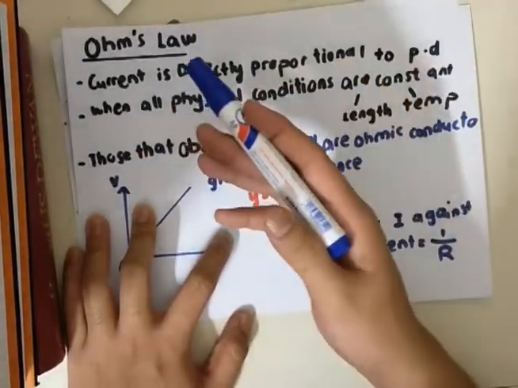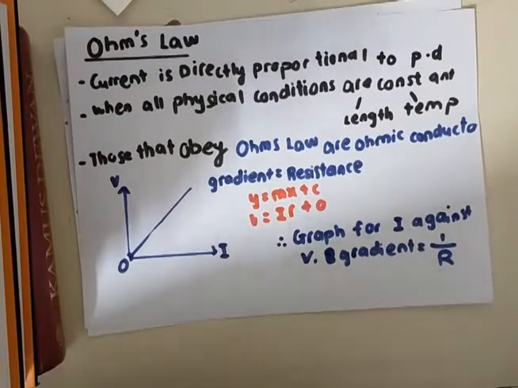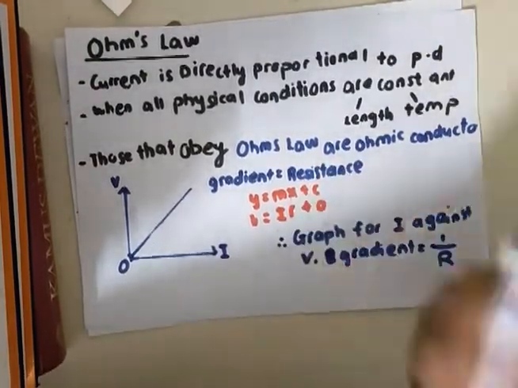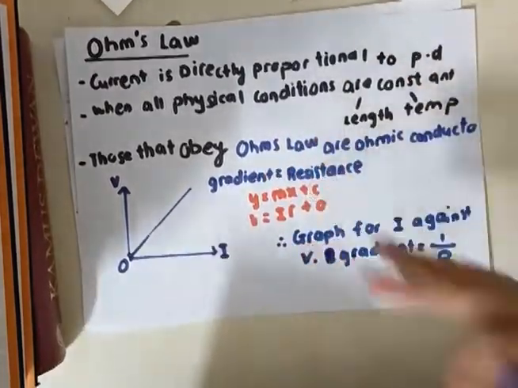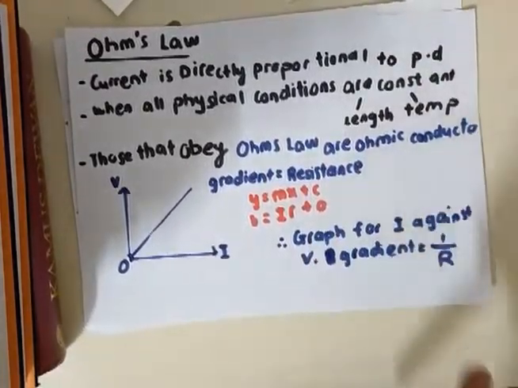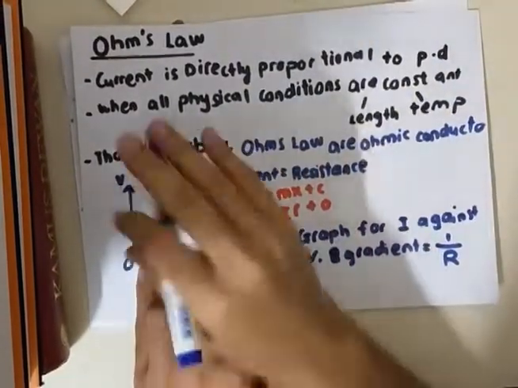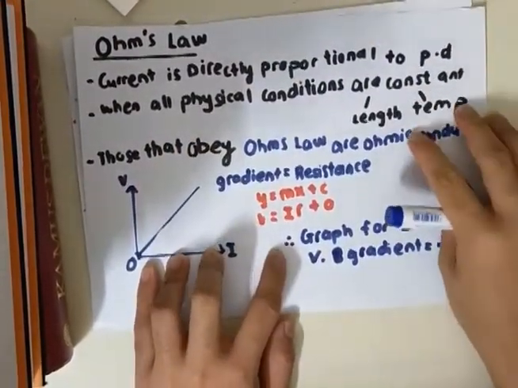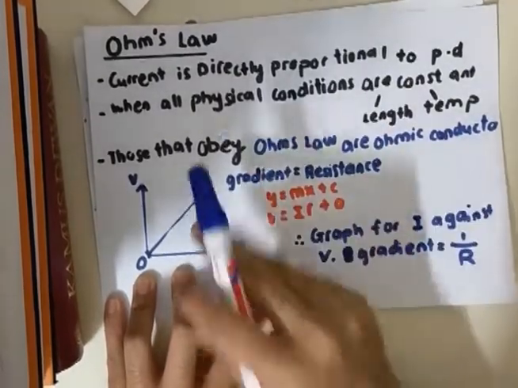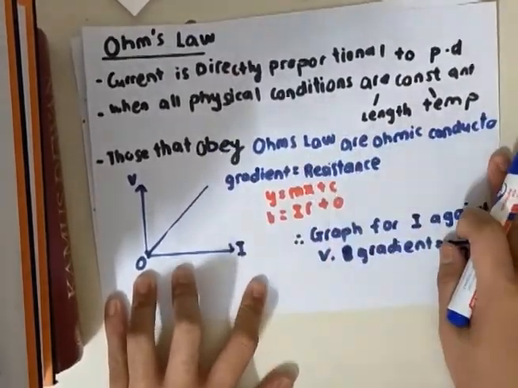Let's say Hooke's law states that the load is directly proportional to extension when within the elastic limit. So there's a limitation: within the elastic limit. For Ohm's law, the limitation is when all physical conditions are constant. Those conductors that obey Ohm's law are called ohmic conductors.